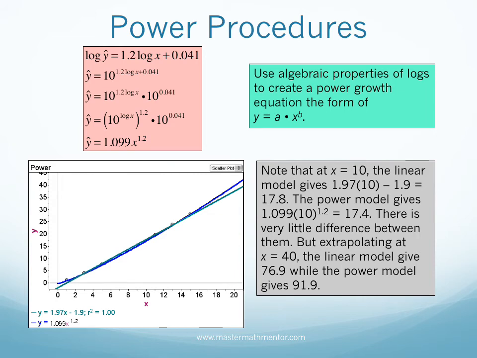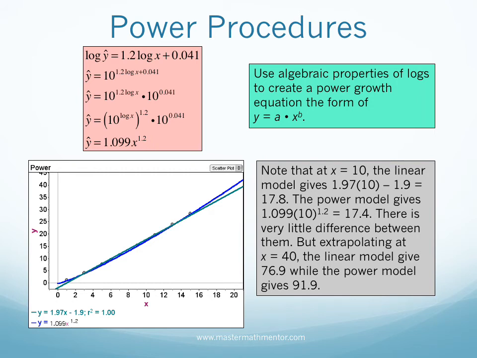To solve for y, we take the antilog of each side. We use the properties of powers to break up 10 raised to the 1.2 log x plus 0.041 power into 10 raised to the 1.2 log x power times 10 raised to the 0.041 power. 10 raised to the log x equals x, so our power growth formula is y hat equals 1.099x raised to the 1.2 power.